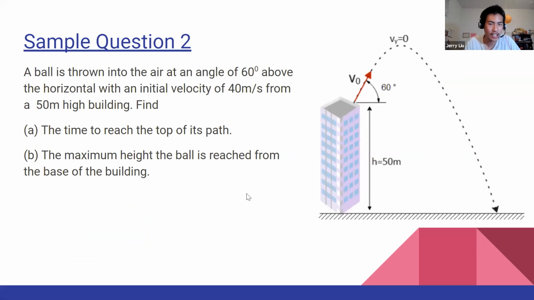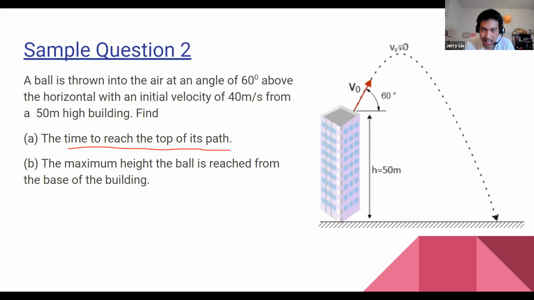So I would like you guys to try this problem. Now this problem, the only difference is that your initial Y is not zero, it's 50 meters from the top of the building. But your goal is to find how long it takes to reach the top of the path. You guys see this is obviously a parabola. A parabola always has a vertex at the very top. Your job is to find out how long it takes from this launch point.